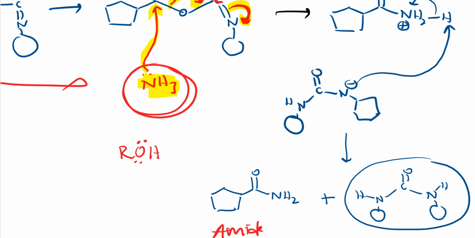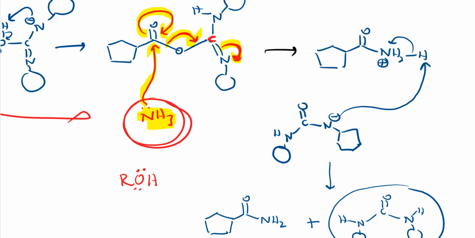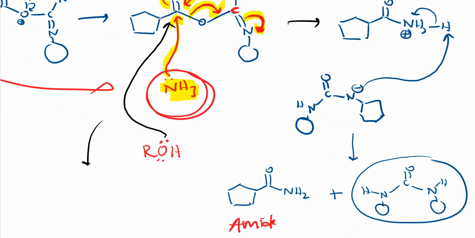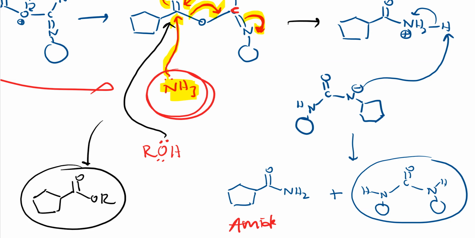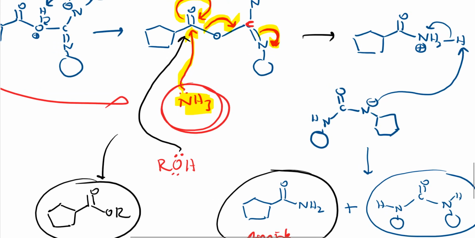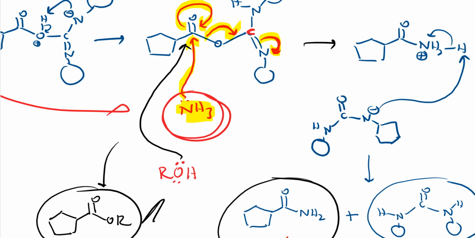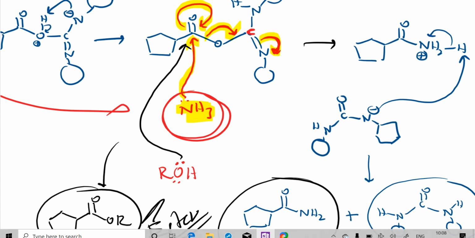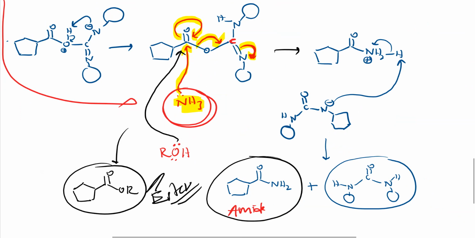That will attack that carbon, right? Simply I can show here. This lone pair will attack here, and instead of getting amide, here I will get ester, COOR. So I have given you the mechanism for preparation of amide using carboxylic acid, and also the reaction for preparation of this ester, using this carboxylic acid and DCC. So both these mechanisms I have explained.